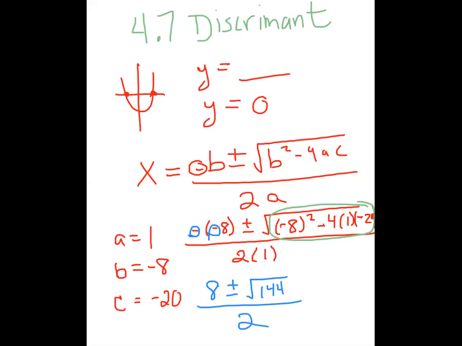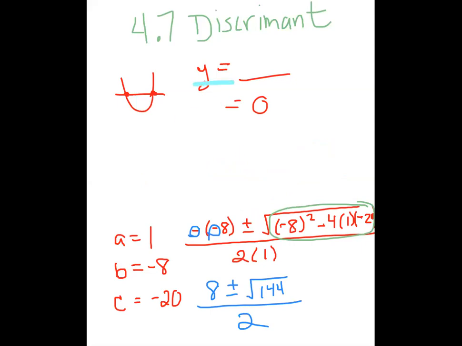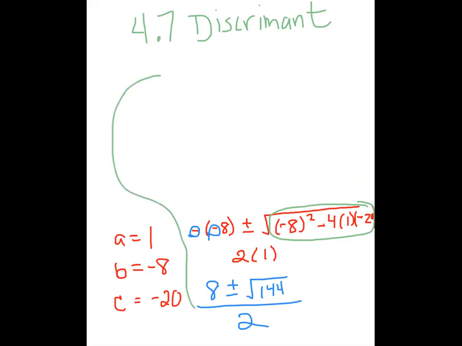Once you have it that far, this is when the quadratic formula gets simplified if possible, and then you can solve it after that. As far as simplifying goes, the square root of 144 is 12. If you type that into your calculator, you'll get 12. So if you simplify the square root of 144, you get 12, so it's 8 plus or minus 12 divided by 2.